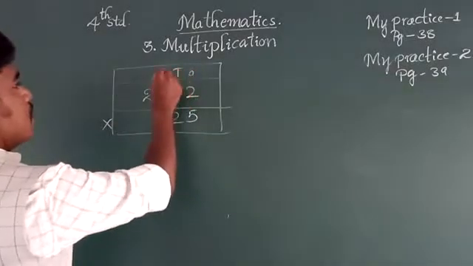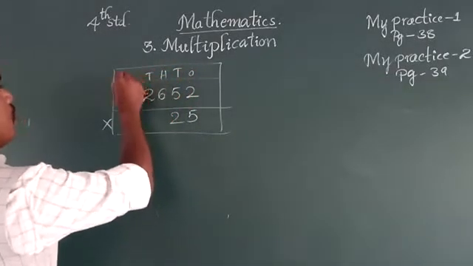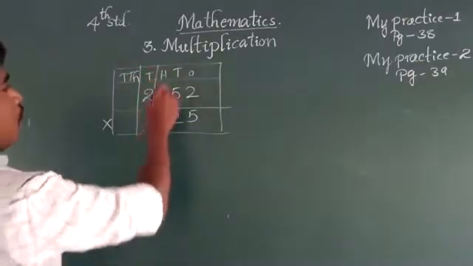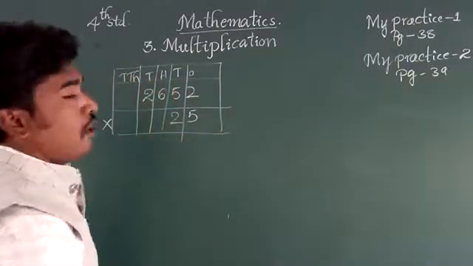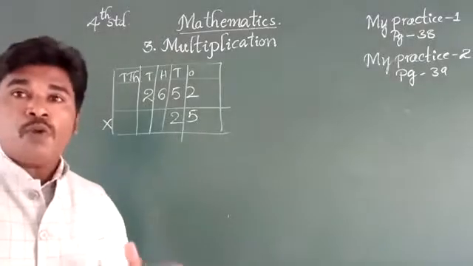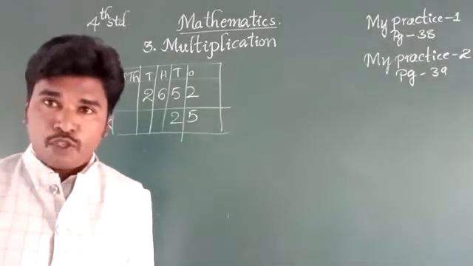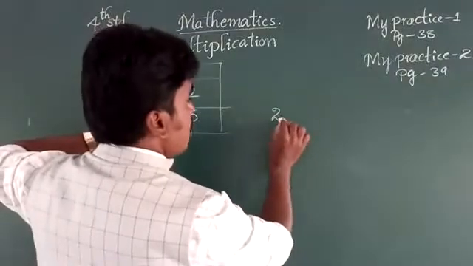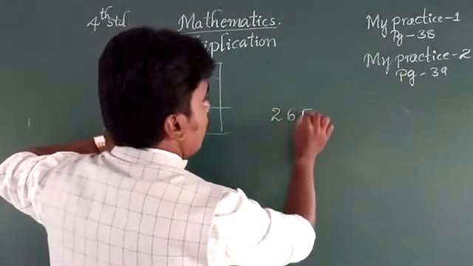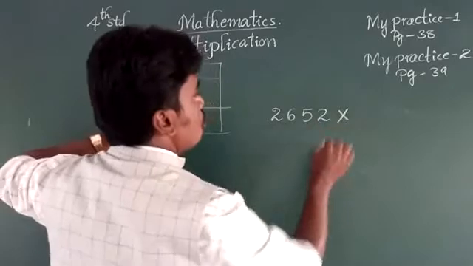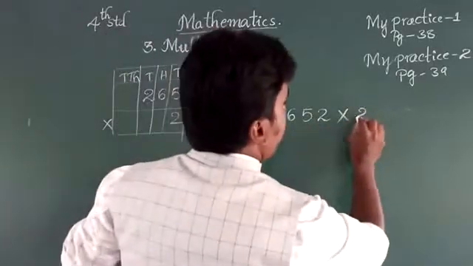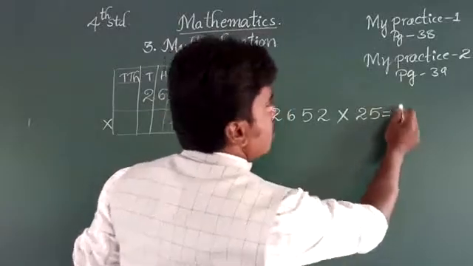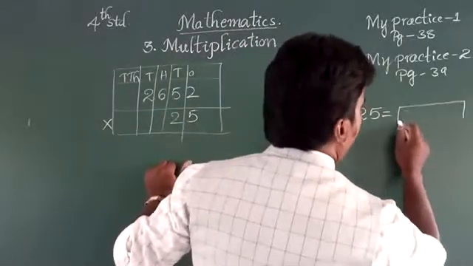Ones, tens, hundreds, thousand, 10,000. So they have given the place value chart. Now we are in 4th, so no need to write the place value chart. Write the numbers. It is 2,652 into 25. Okay, here I am giving space to write the answer.